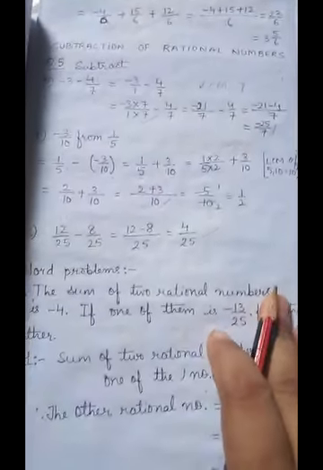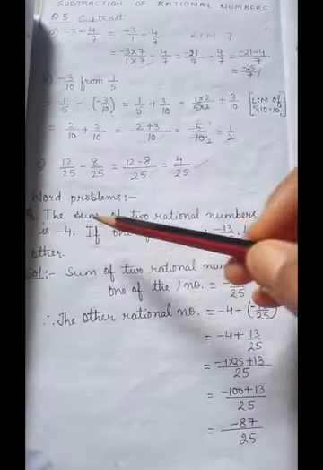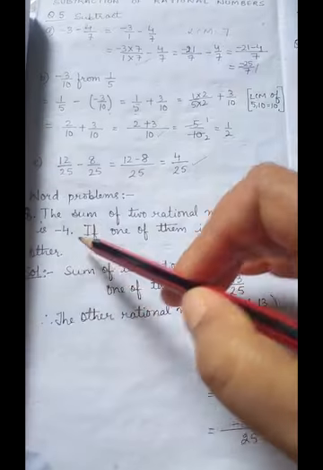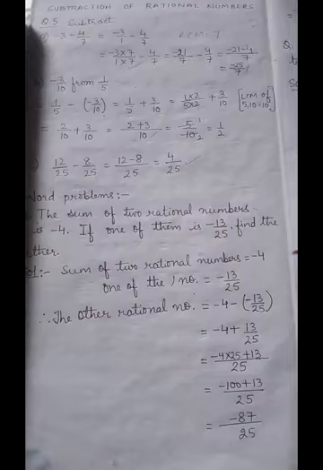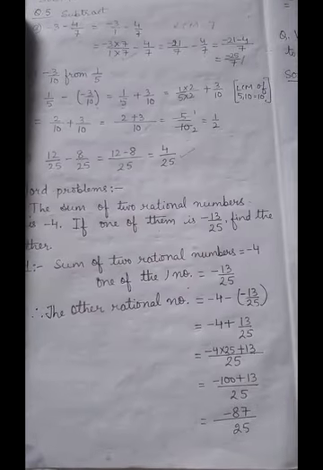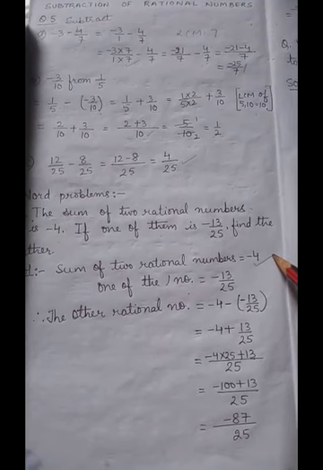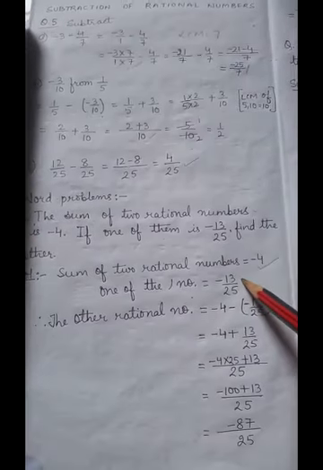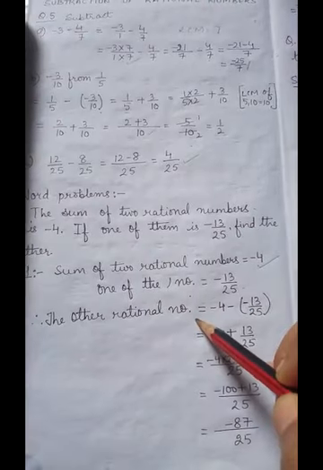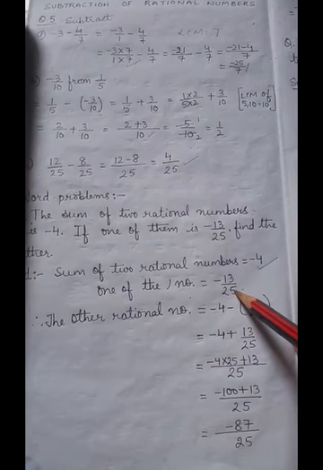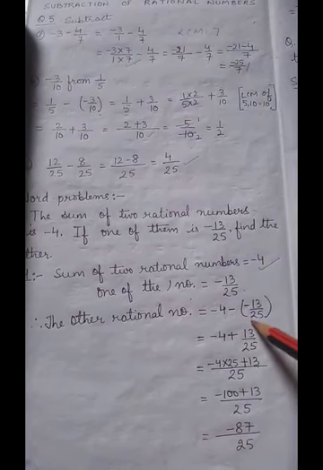And next is your word problems, which is given in your exercise. The sum of two rational numbers is minus 4. So if one of them is minus 13 by 25, find the other. So whatever is given in your question, first you have to write, that is the sum of two numbers is minus 4 and one of the numbers is minus 13 by 25. So what will be the other number? Other number will be equal to sum minus one of the numbers given to you. So minus 4 minus of minus 13 by 25.